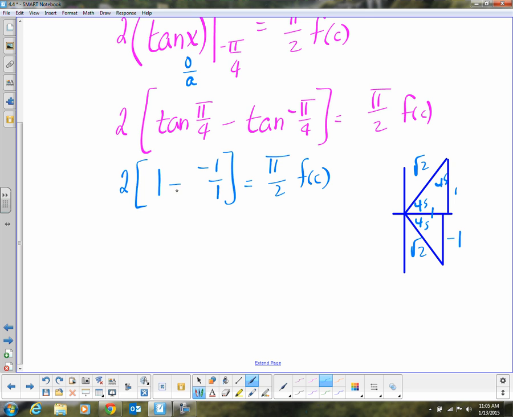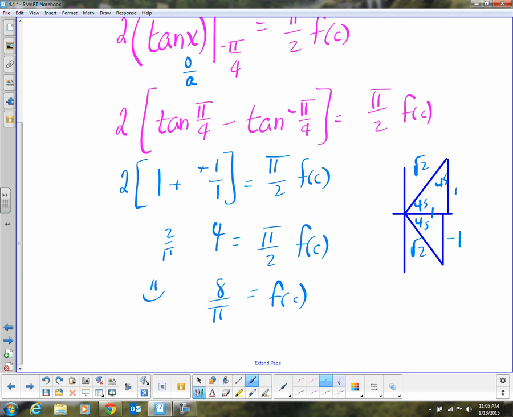All right, so what's this going to be? 1 plus 1 is 2. What's 2 times 2? So 4 is equal to pi over 2 f of c. How do we get f of c by itself? Multiply by 2 over pi, so I'm going to get 8 over pi. Right? Okay, so that's good.